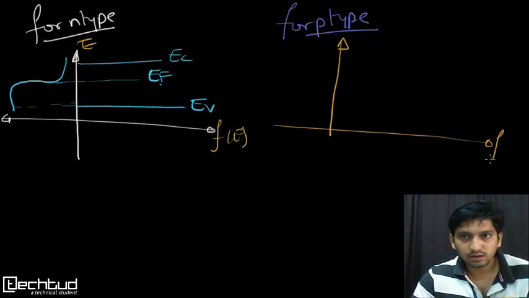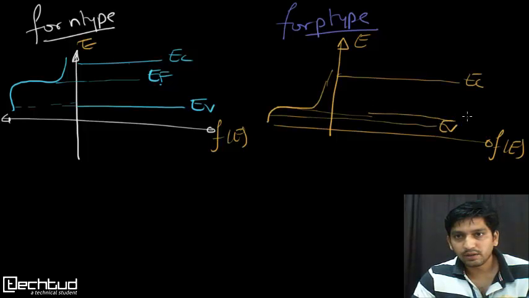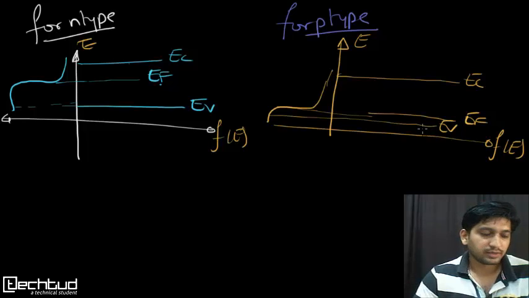Similarly, this is your Fe and this is your E. For N type it will look like this. EF will be close towards the EV. So this is your Fe versus E. You can see that EF is very close towards the valence band, so almost all the holes are available here. So this is your Fe versus E plot for P type, and Fe versus E plot for N type.